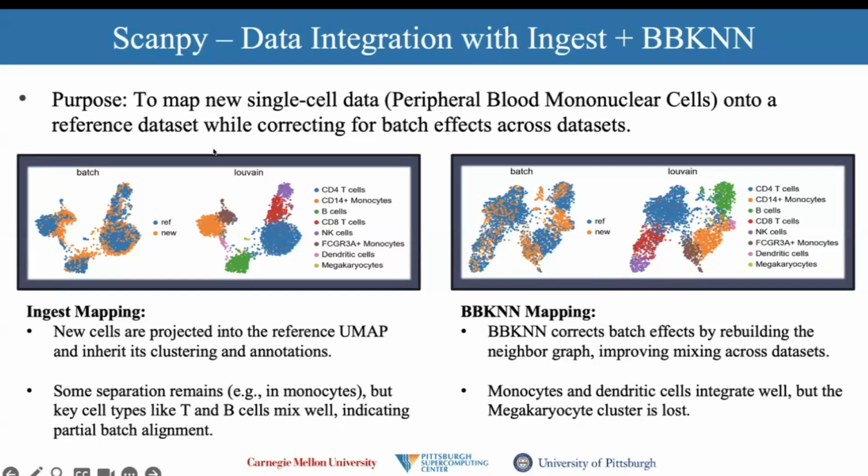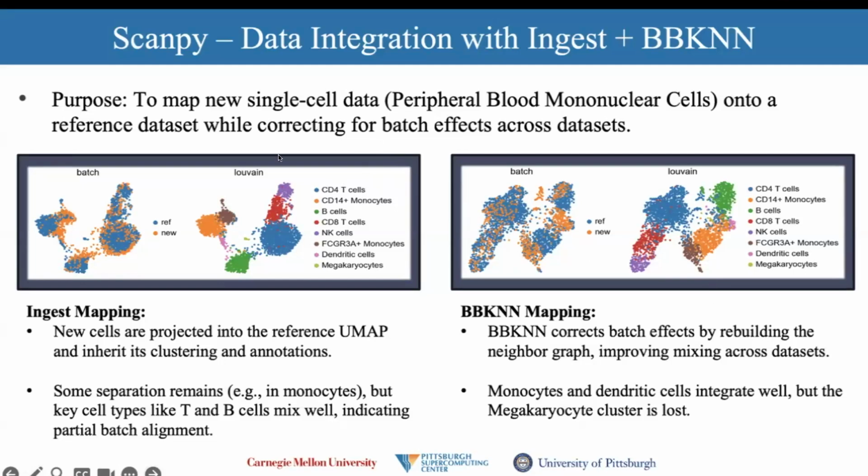So in this first image, you can see the CD4 and CD8 T cells, as well as the B cells, align well, but there are some batch effects, such as in the monocytes. And on the right here, we see the BBKNN mapping strategy, which rebuilds the neighbor graph for deeper batch correction. So monocytes and dendritic cells mix better in this example, but rare populations like the megakaryocytes could be lost.